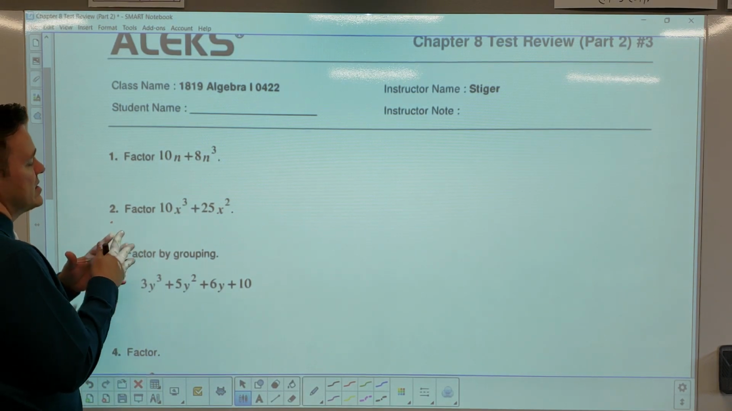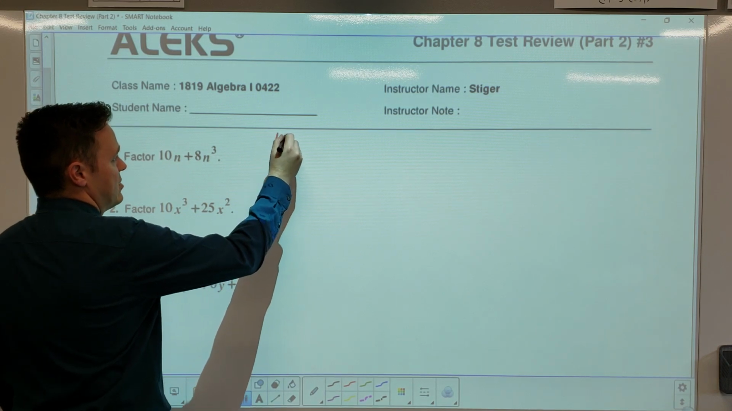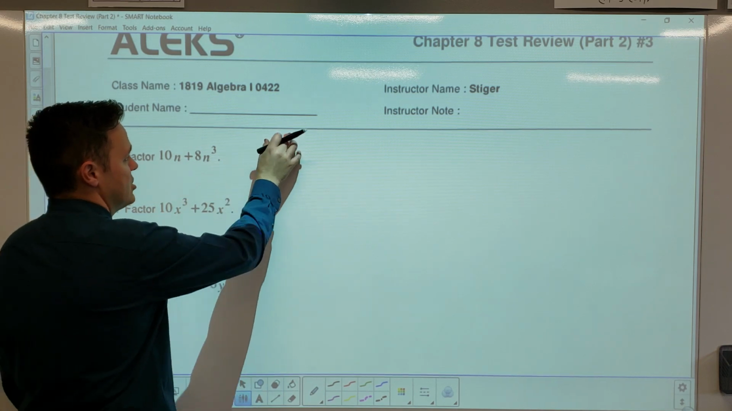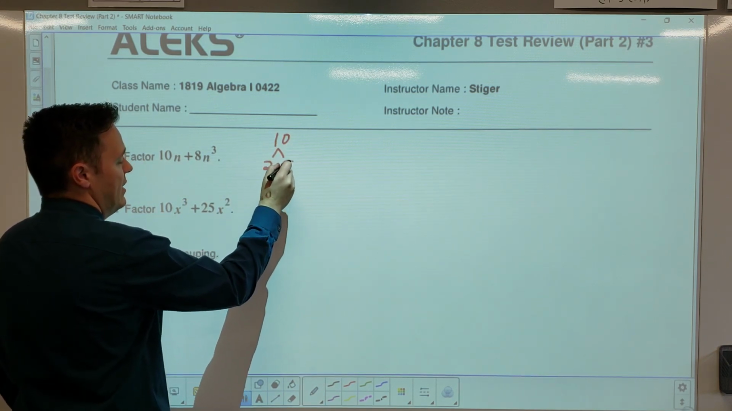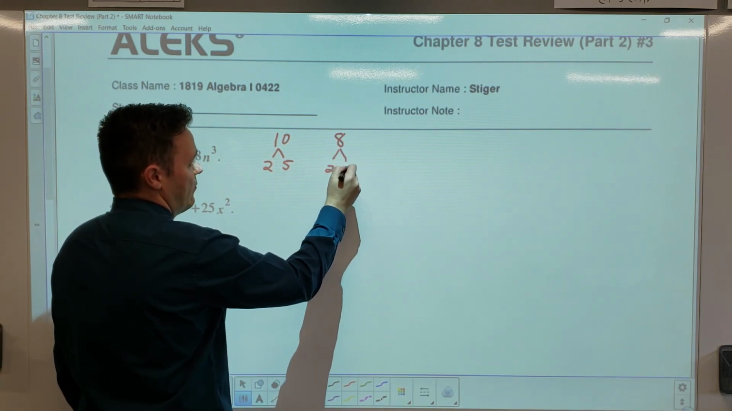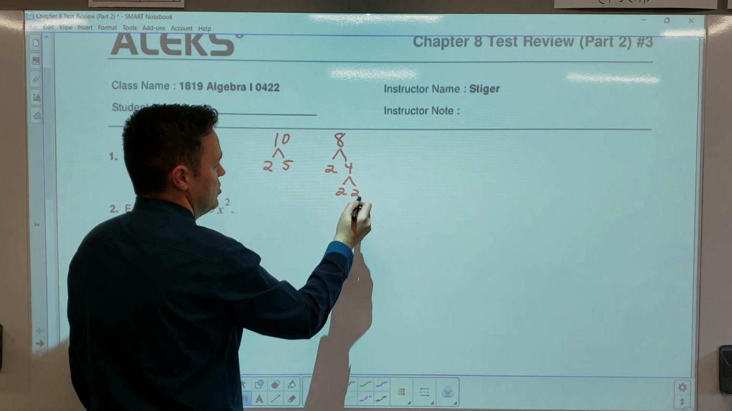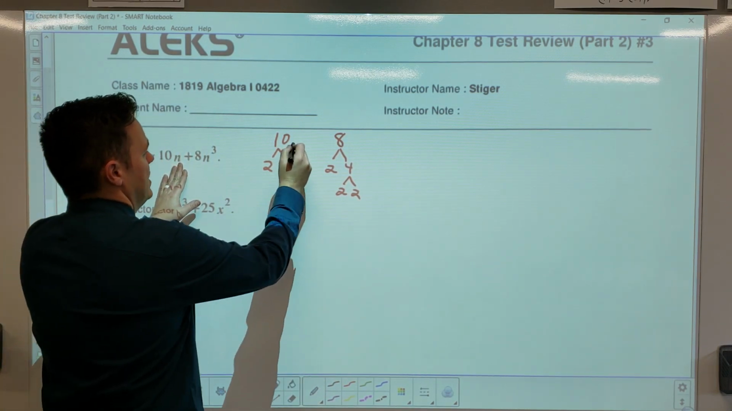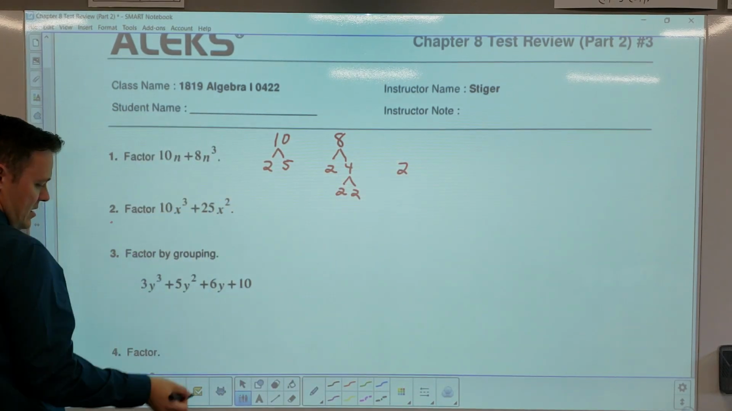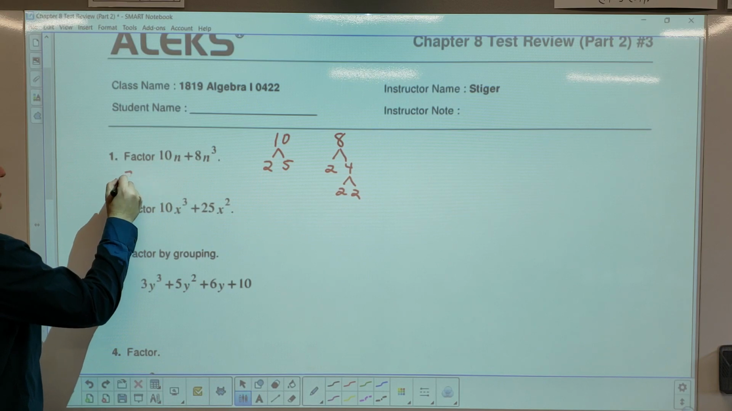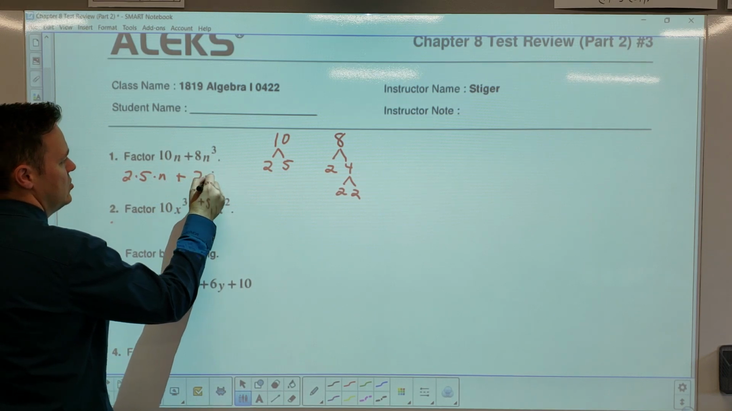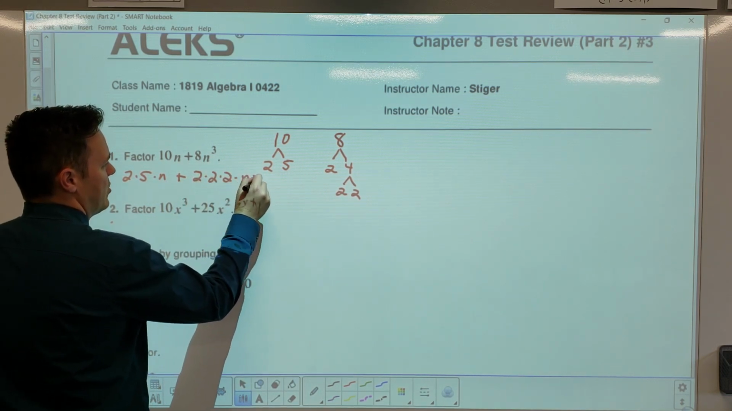So we just need to find the greatest common factor. And if you guys remember, we did our factor trees. Now I'm going to do a factor tree on this first one, but not necessarily on this second one. So what do these factor into? It'd be 2 and 5. You can't go any farther than that. And 8 would be 2 and 4, and then you could factor this down again to 2 and 2. And then we have 1 n here and 3 n's here. So technically, this could be written out as 2 times 5 times n, plus 2 times 2 times 2 times 3 n's.